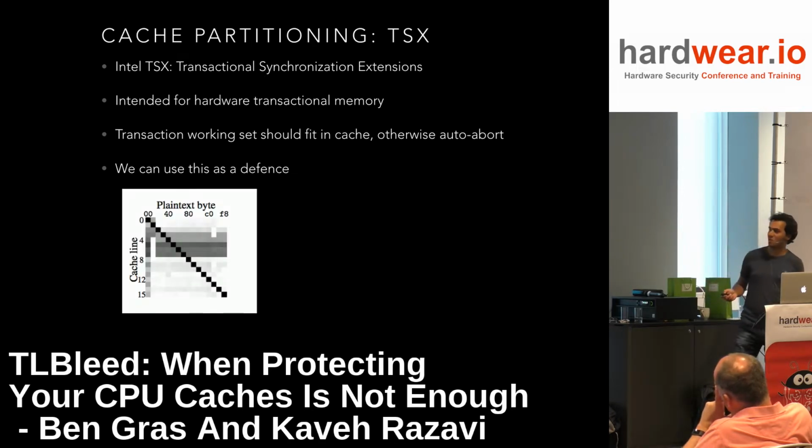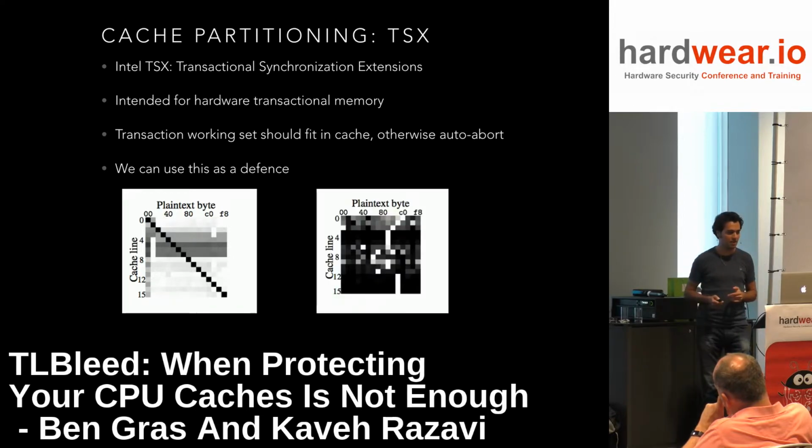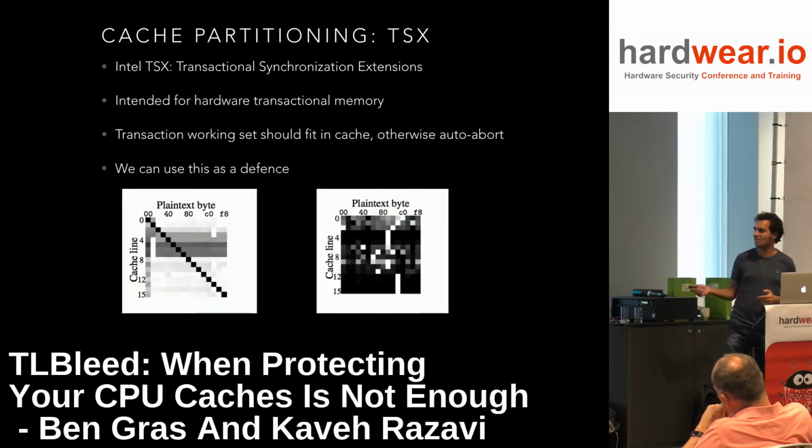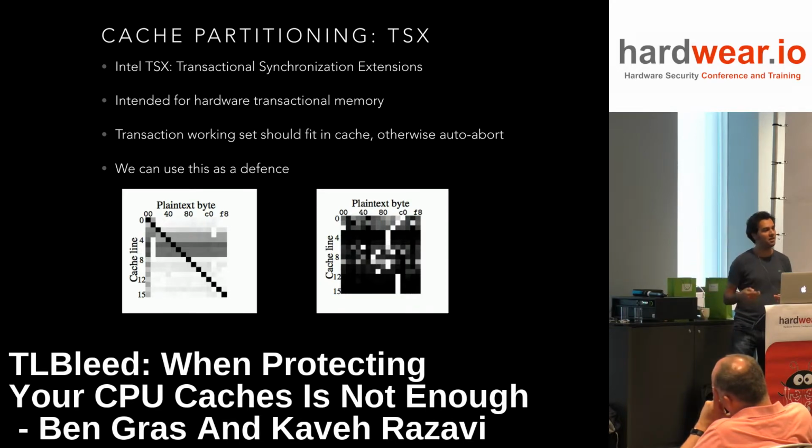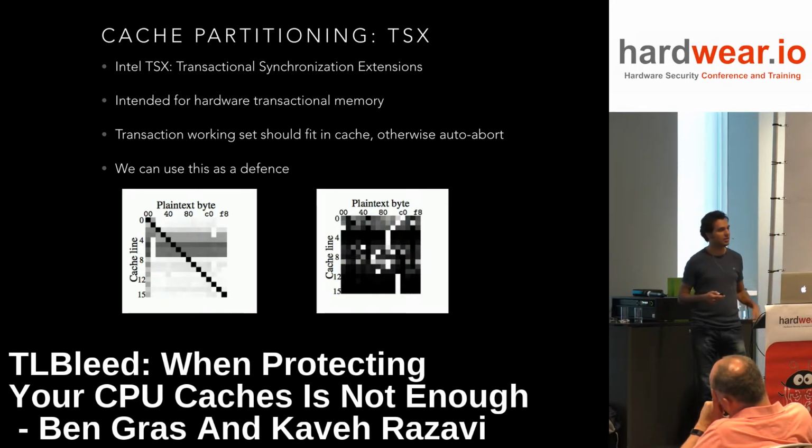And yeah, so people have done this. This is the same figure that I showed you earlier. If you actually run it inside a TSX transaction, you can see that the signal gets diluted quite heavily, and then you can no longer detect that there was an access inside a certain location in your T table.